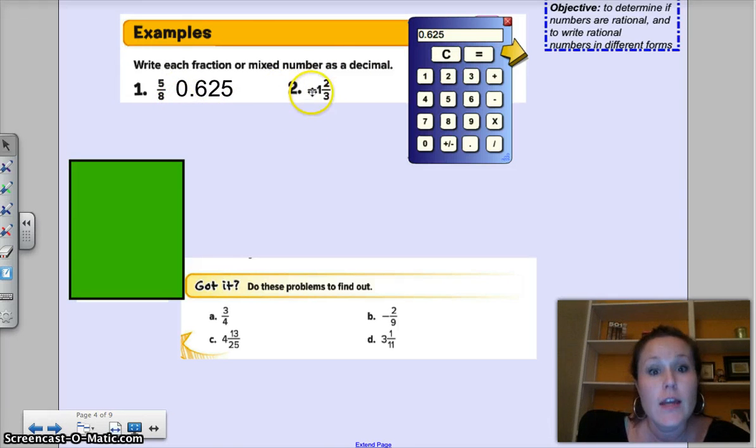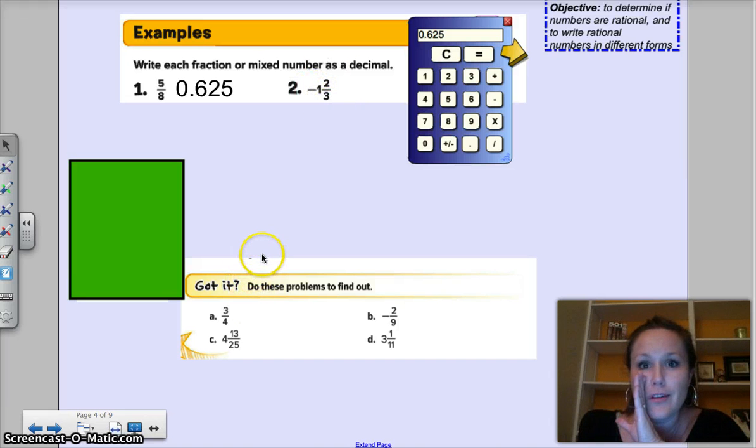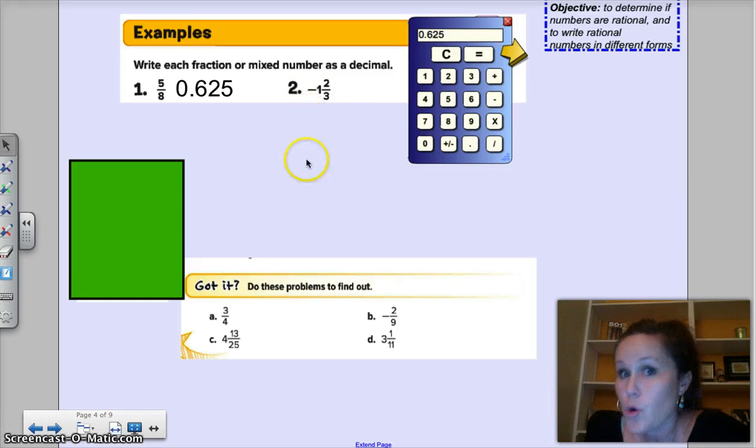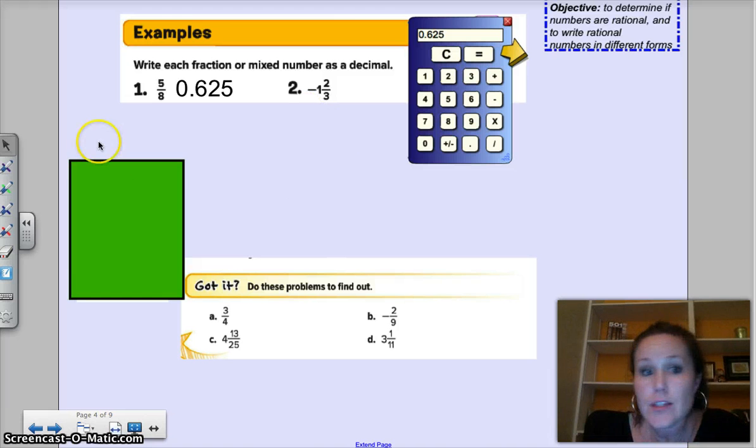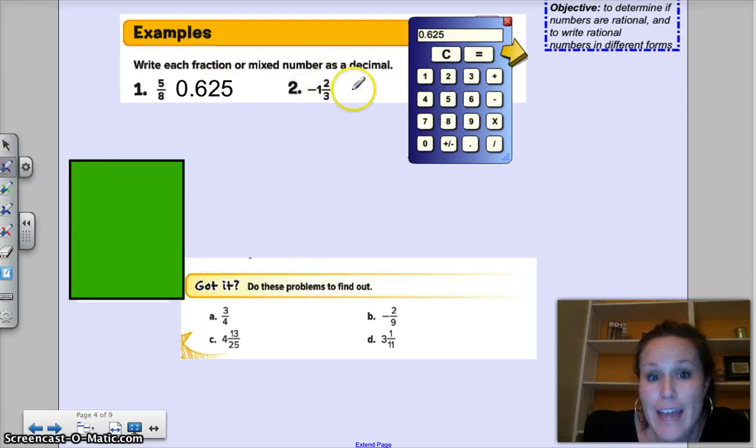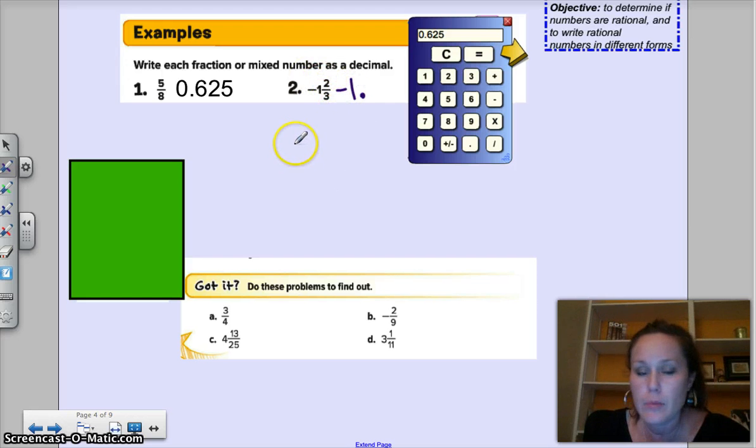Number 2, negative 1 2/3. Okay, the book is going to tell you to do something weird. I would like for you to do it this way. Negative 1 is a whole number, right? So that's going to go in the whole number place, or the ones place. It's going to be negative 1. So I'm going to go ahead and put my negative 1 down. Negative 1 point. The 2/3 is the decimal part, so I don't know why the book is telling me to make all these extra steps when I don't have to do that. So negative 1 goes right to the left of the decimal point in the whole number place.